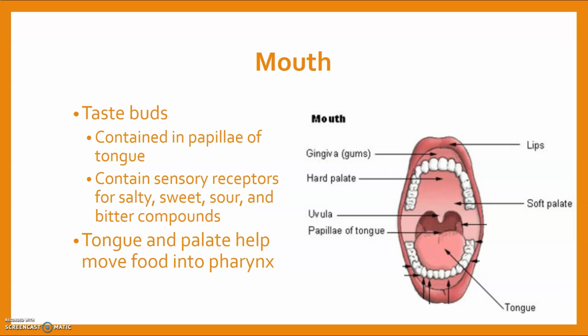Your taste buds are located in the papillae of the tongue. And these taste buds contain sensory receptors, and these are what allow us to taste things that are salty, sweet, sour, and bitter. The tongue and the palate help move food into the throat or the pharynx.